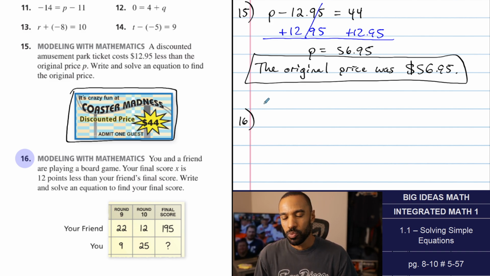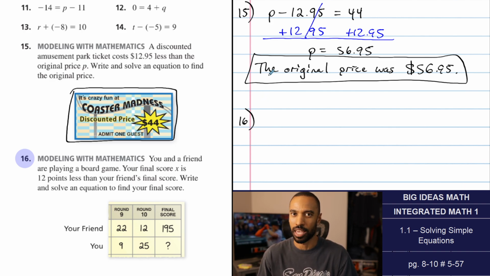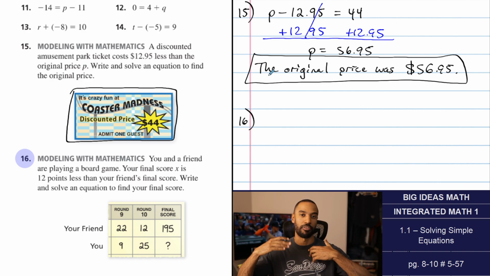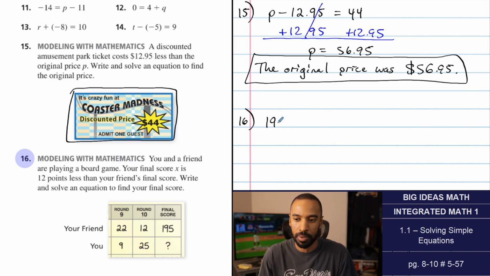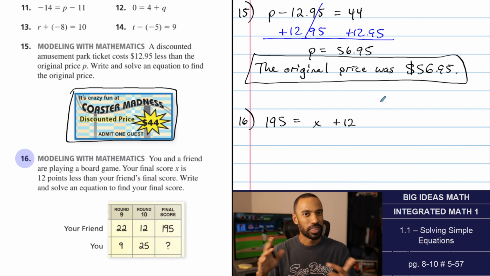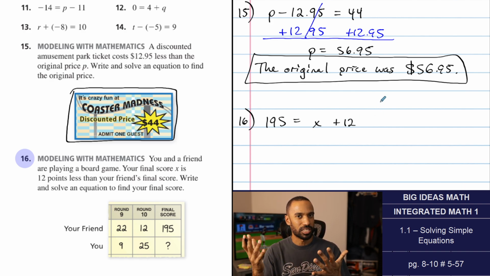So this one's a little bit interesting because if they wanted me to write an equation where X wasn't by itself, I'd have to say if I had 12 points less than my friend, then my friend had 12 points more than me. So if he has 12 points more than me, then his score of 195, 12 points more than me, is taking my score and adding 12 to it. I know that that's kind of opposite than what this says, and that doesn't really seem logical, because they did say that we're 12 points less than our friend.